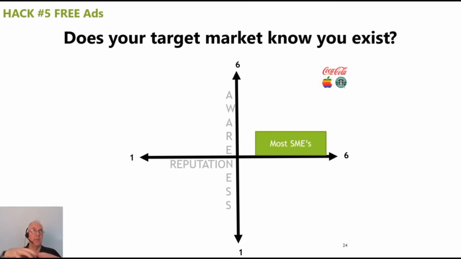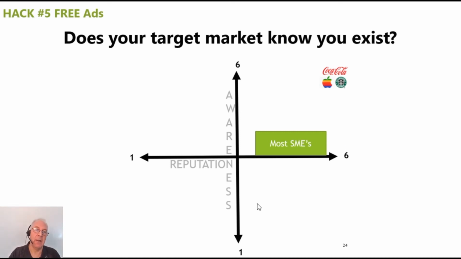What we're trying to do is think strategically. Most of our clients have a great product and service, but when it comes to awareness, if we look at the chart here on a scale of 1 through 6, with 1 being lousy and 6 being perfect, most of the people we work with have a product or service that is a 4 or 5 out of 6 in terms of quality and reputation.